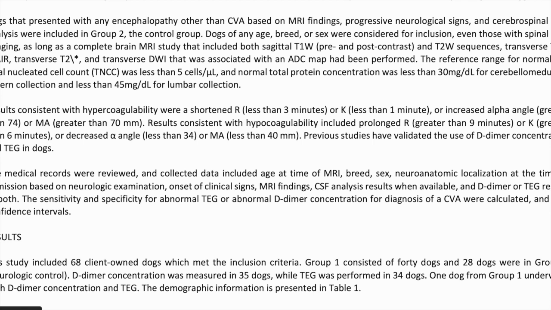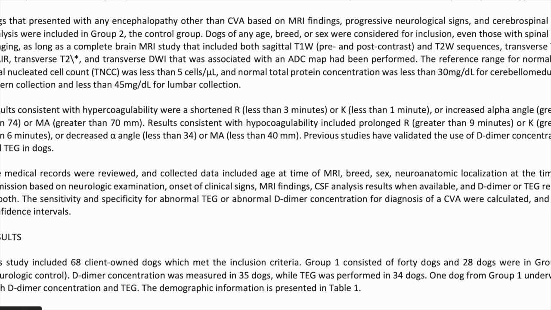Results consistent with hypercoagulability were a shortened R, less than 3 minutes, or K, less than 1 minute, or increased alpha angle, greater than 74, or MA, greater than 70 millimeters. Results consistent with hypocoagulability included prolonged R, greater than 9 minutes, or K, greater than 6 minutes, or decreased alpha angle, less than 34, or MA, less than 40 millimeters. Previous studies have validated the use of D-dimer concentration and TEG in dogs.